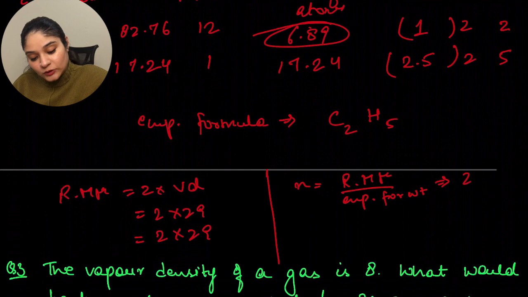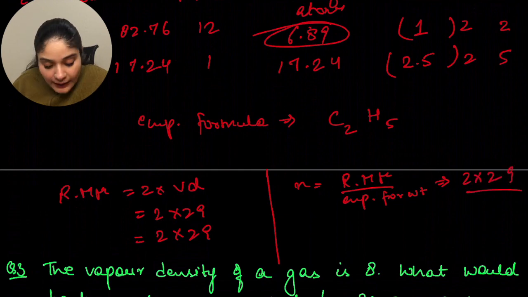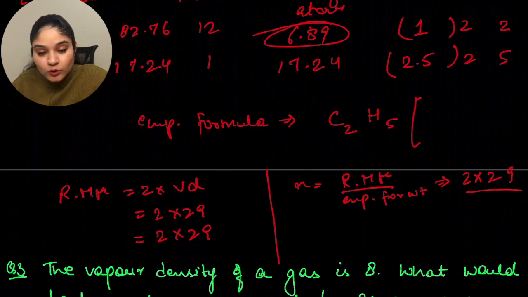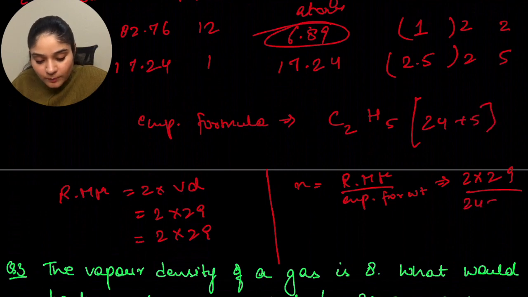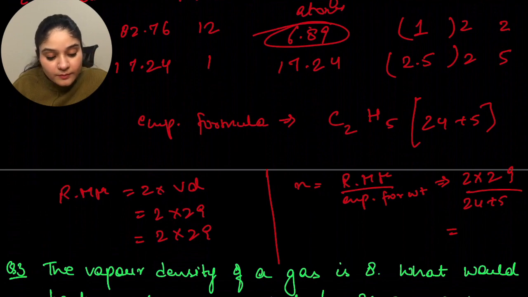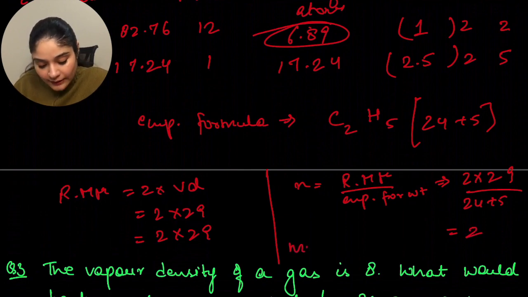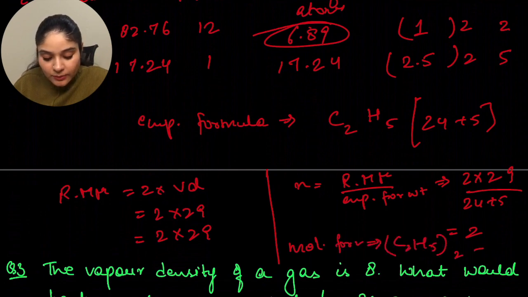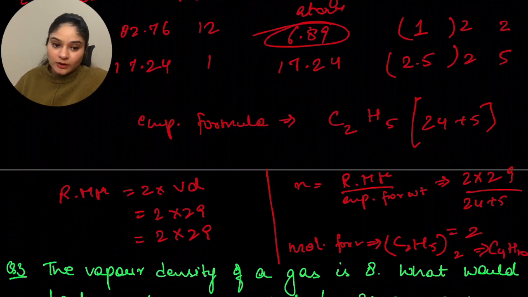Correct? So if you do that, this becomes 2 times 29, and your empirical formula weight, C2H5, will be C2, so 12 times 2 is 24, plus 5. So 24 plus 5, if we solve that, this is going to be 2. Now you have to get the molecular formula. You have C2H5 and the entire thing will be multiplied by 2. So that will be C4H10, and that will be your molecular formula.